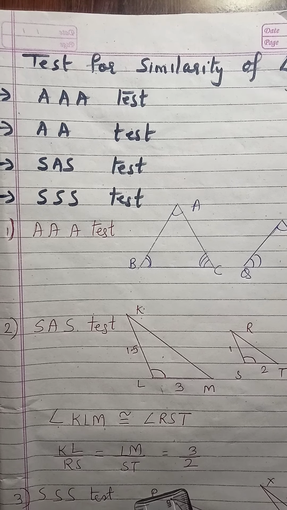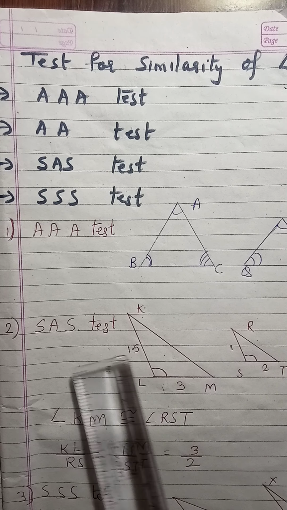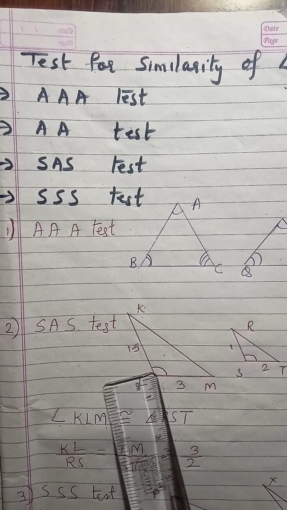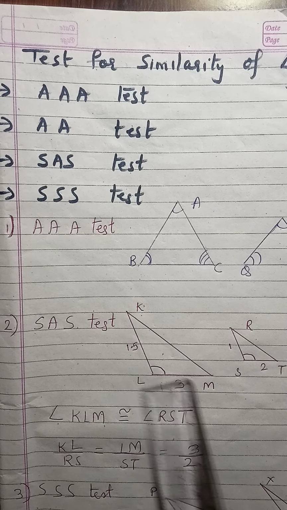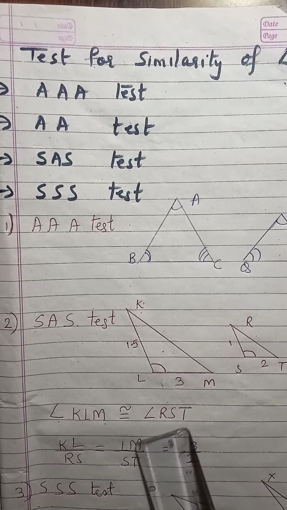You can have a look at this diagram here. Here, the ratio of this and this side, this and this, and between these two sides the given angle. Same way here, between the two sides the given angle. When the ratios of two sides are proportional and the included angles are congruent, then we can say that the two triangles are similar by SAS test.